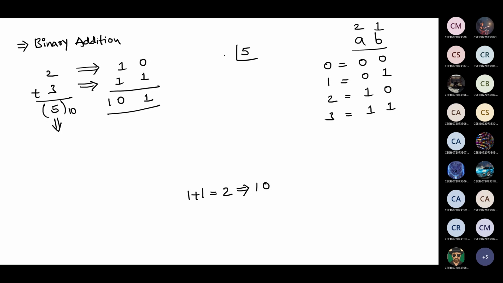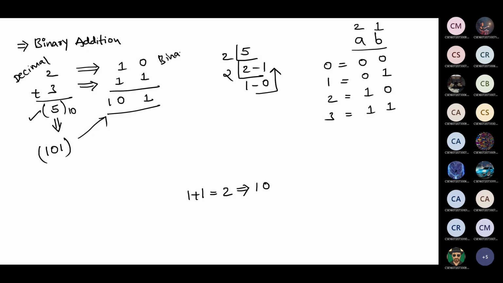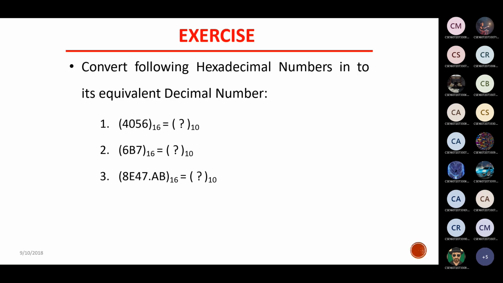So if I take 5 and convert it to binary, 2 into 2 is 4, remainder will be 1. 2 into 1 is 2, remainder is 0. So what is the answer? 1 0 1. See, this should match. So 2 plus 3 is nothing but 5. This is in terms of decimal, and this is in terms of binary. You will get the same result. So simply you need to note down these points.